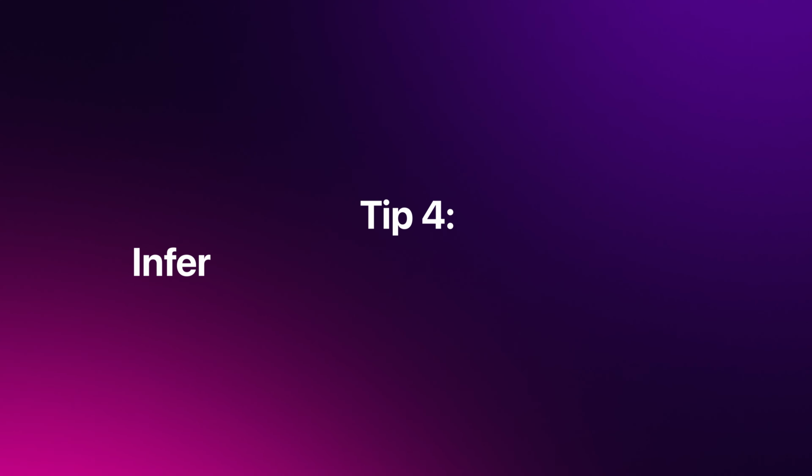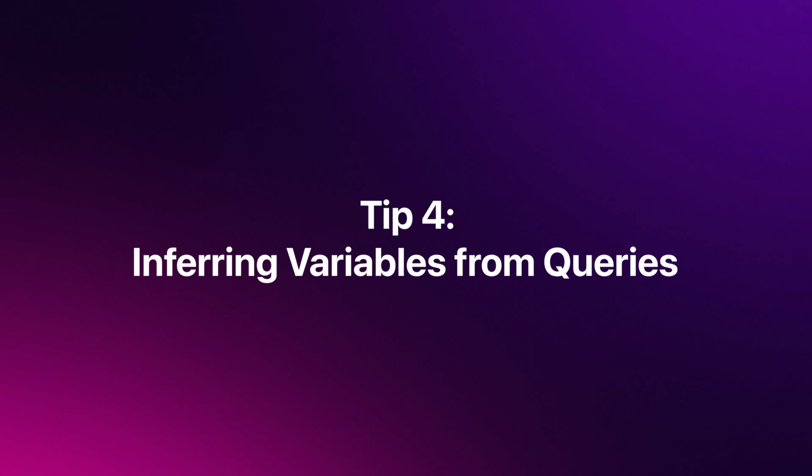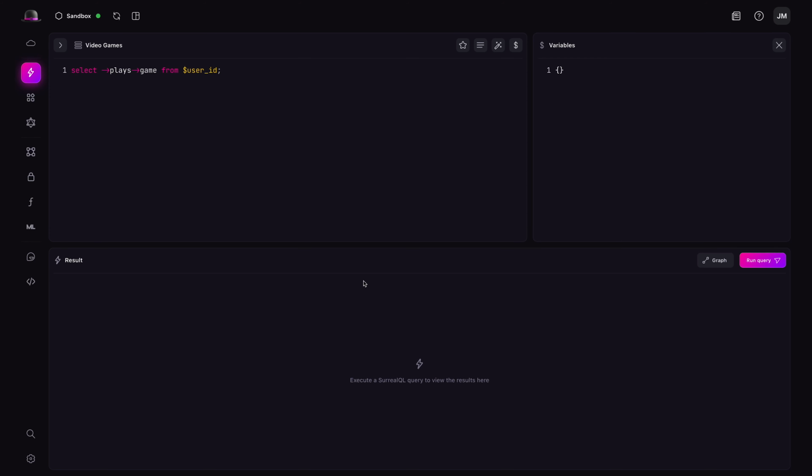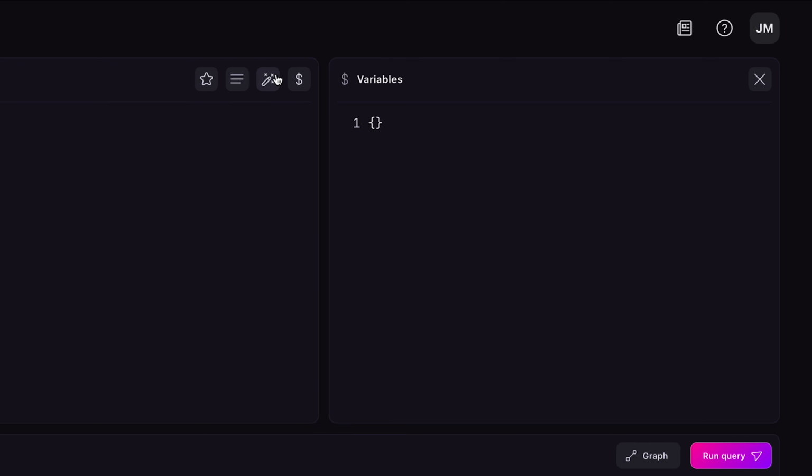Tip 4. Inferring variables from queries. You might find yourself writing or running queries containing parameters. To optimize this workflow, Surrealist can automatically scan your query for parameters and update the variables panel accordingly. For example, let's specify a user ID parameter in our query. All we have to do now is press this button and the parameter is ready for us to edit.